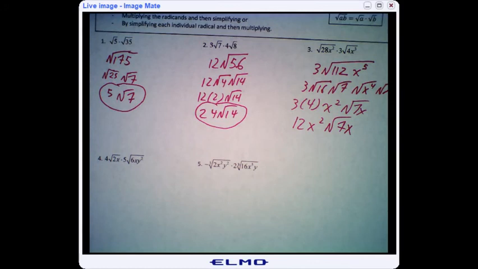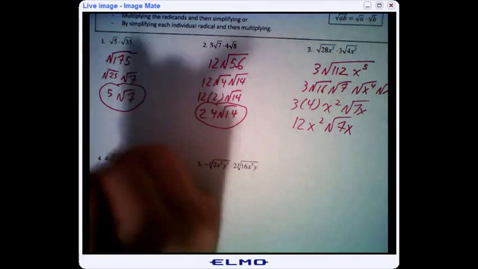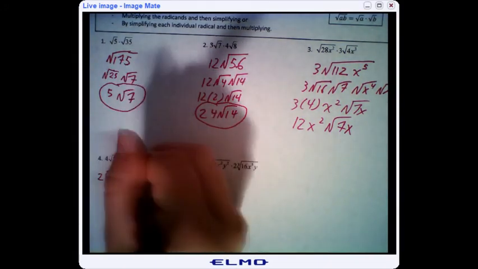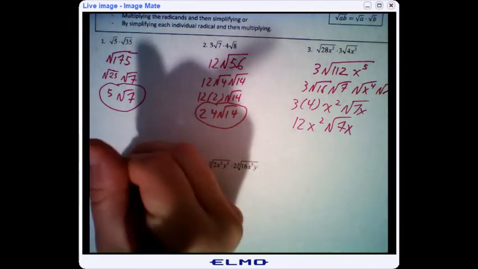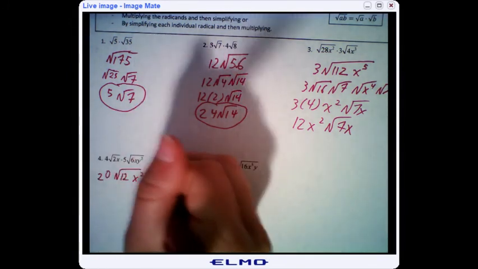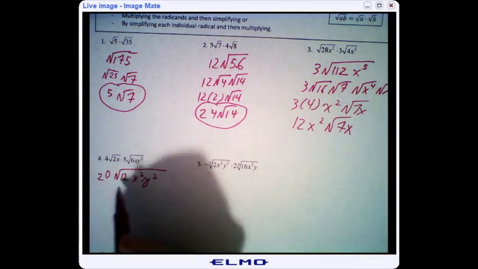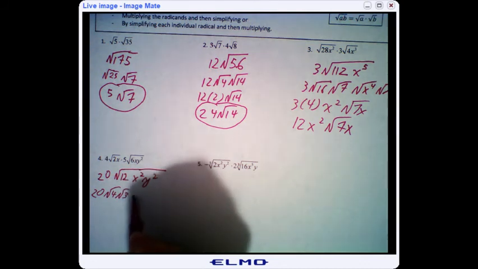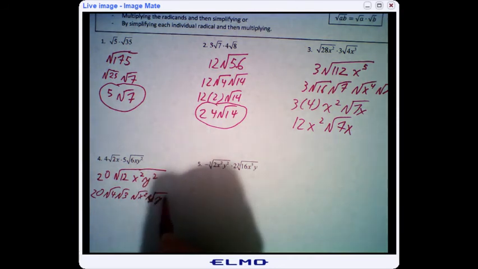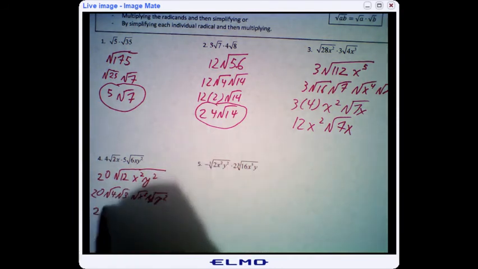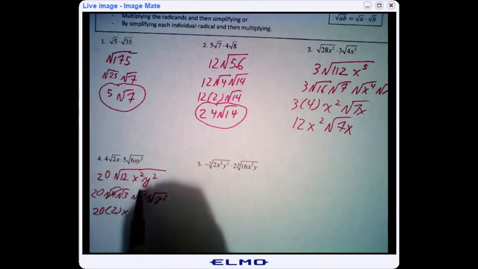For 4, we got outside times outside, so 4 times 5 is 20. Inside times inside, 2 times 6 is 12. x times x is x squared, y squared. The 12 can be broken into the square root of 4, square root of 3. x squared and y squared can both be square rooted. So we're going to have 20 times 2 x y square root of 3. So we're going to get 40xy square roots of 3.